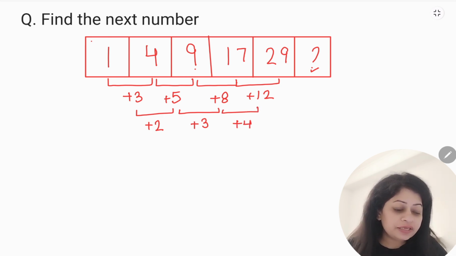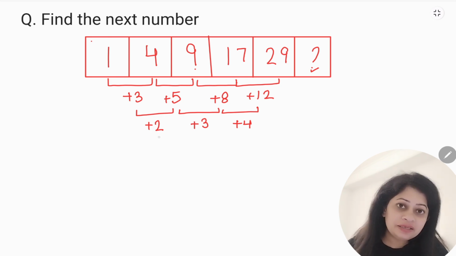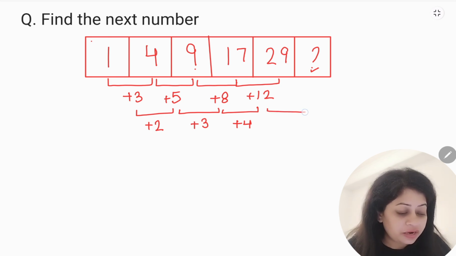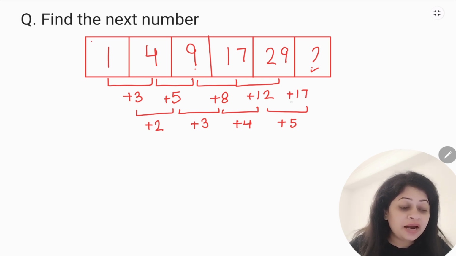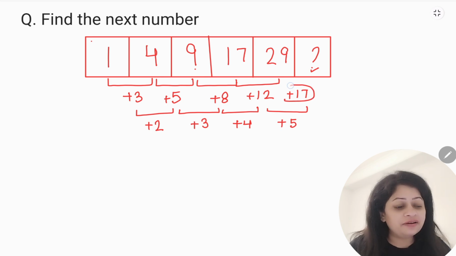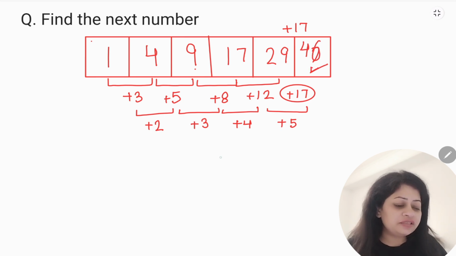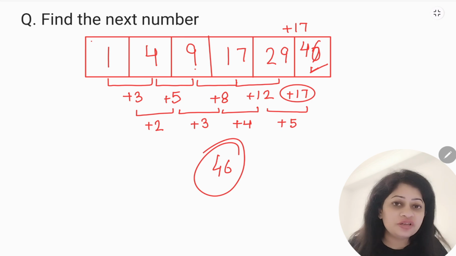Now actually we can see that there is a pattern. Every time we are adding one more. Here we added 2, here we added 3, here we added 4. And then what will we add next? We will add 5. If we add 5, what will I get? 17. So that means I need to add this 17 here. And if I add 17 here, what do I get then? I get 46. So this is our right answer. The next number in this series is 46, right?